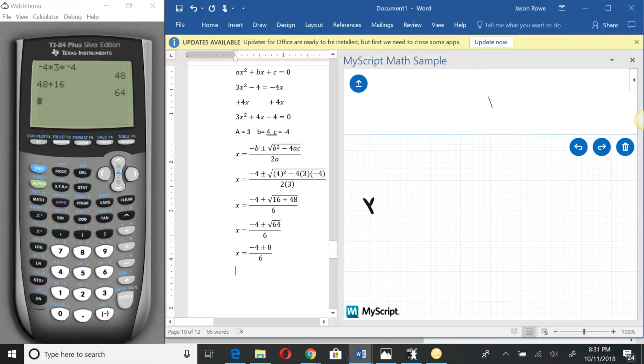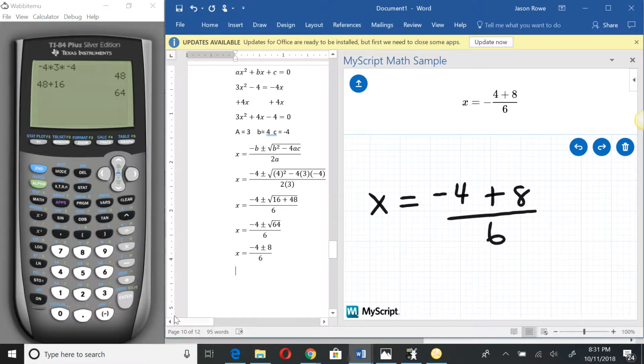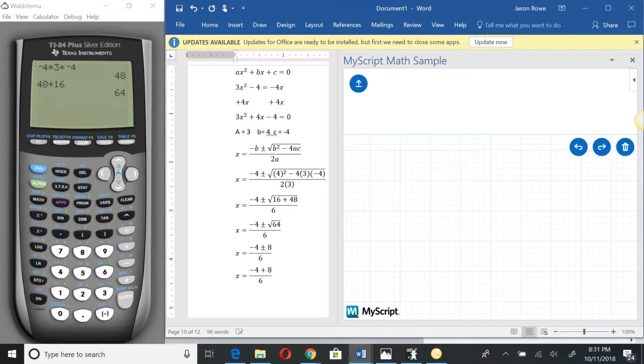So we've got one answer, which is negative 4 plus 8 divided by 6. That's our first answer. Our second answer is x equals negative 4 minus 8 divided by 6.